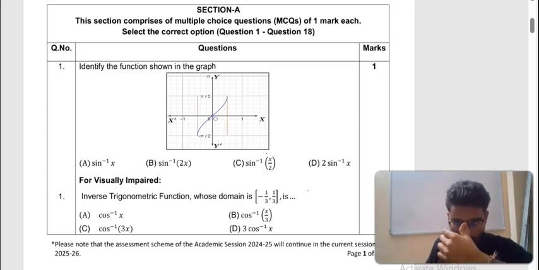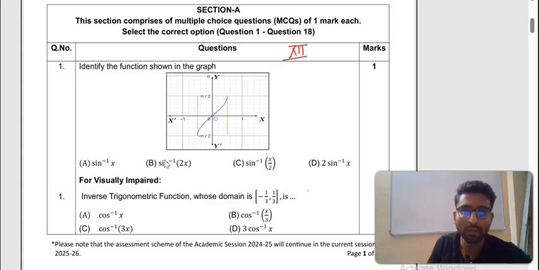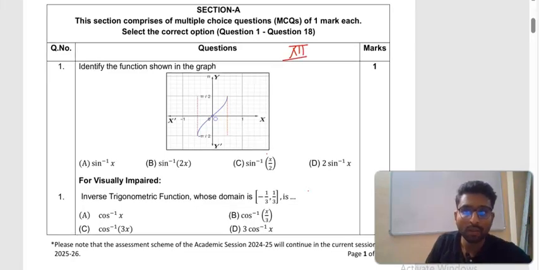Hello, today we will see the 2026 sample paper of class 12th. Here, see question number 1.